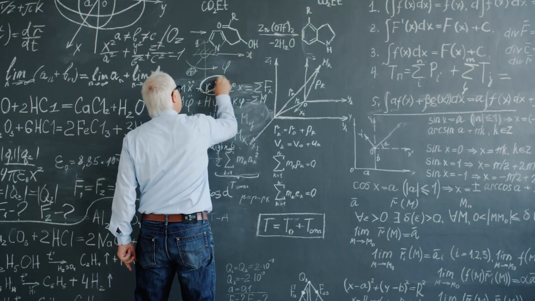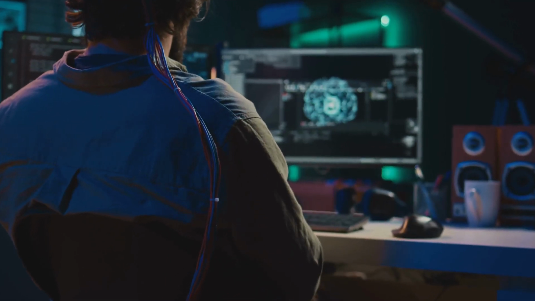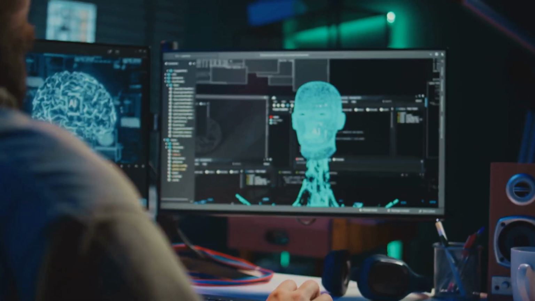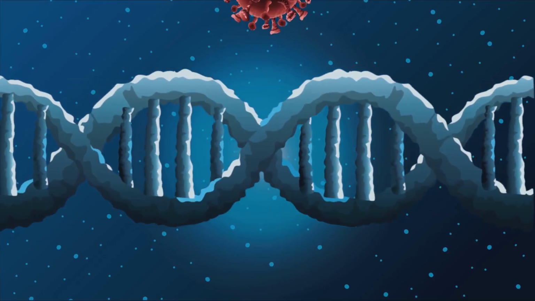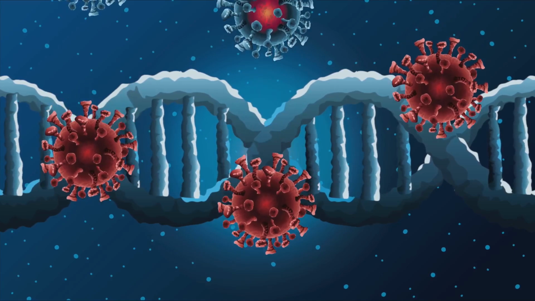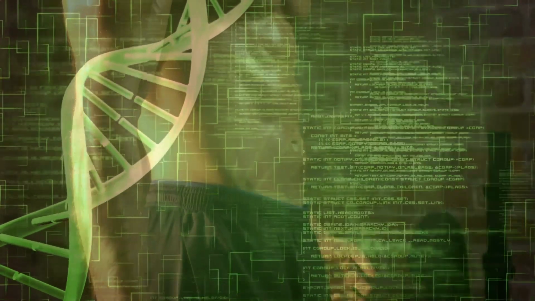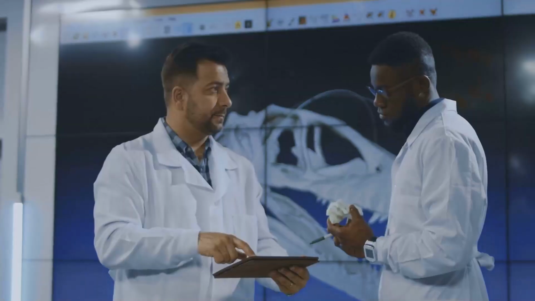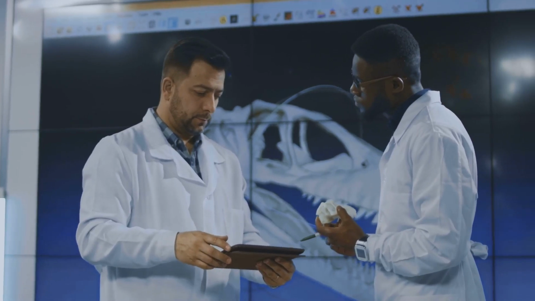Another key argument for ID is specified complexity. This concept, developed by mathematician William Dembski, refers to patterns that are both complex and specified. DNA, the molecule that carries genetic information, is a prime example. The sequence of nucleotides in DNA is highly complex and precisely ordered to perform specific functions. DNA's complexity is evident in its ability to store vast amounts of information. ID proponents argue that such specified complexity cannot arise through random processes.